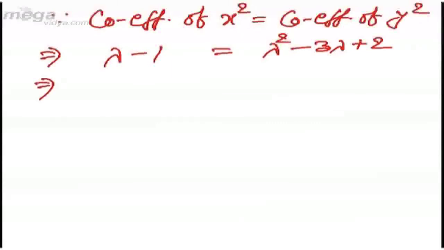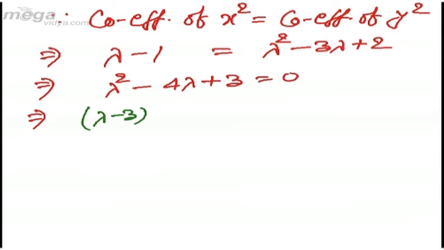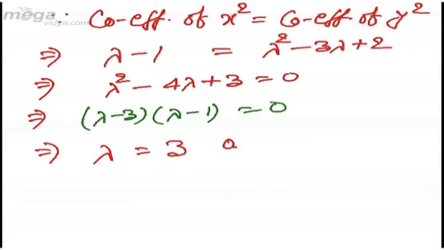Now we will transfer lambda minus 1 to the right side. It becomes lambda square minus 4 lambda plus 3 is equal to 0. Now using the factorization method, we factorize it and you get lambda minus 3 into lambda minus 1 is equal to 0. So we get lambda equal to 3 or lambda equal to 1. But which will we consider, both or any one? So student, again we will see the question.